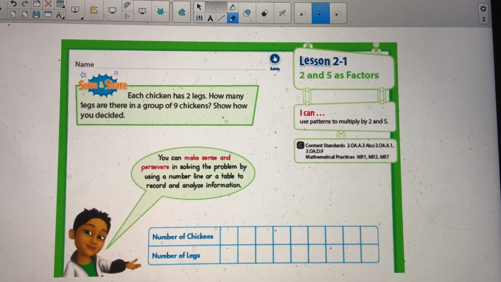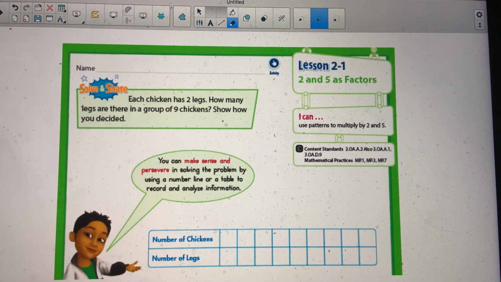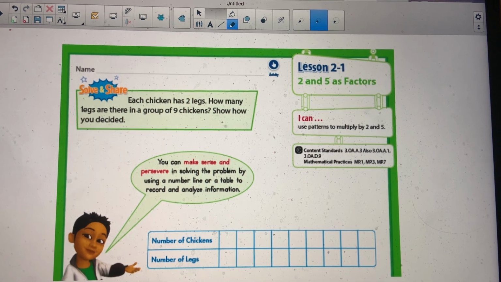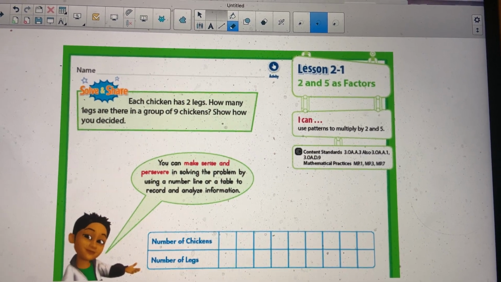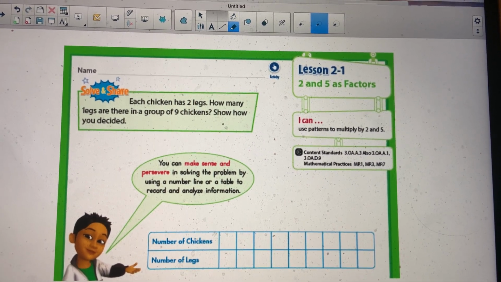Hey everyone, lesson 2-1 today. 2 and 5 as factors. So students will be able to use patterns in order to multiply by 2 and 5.